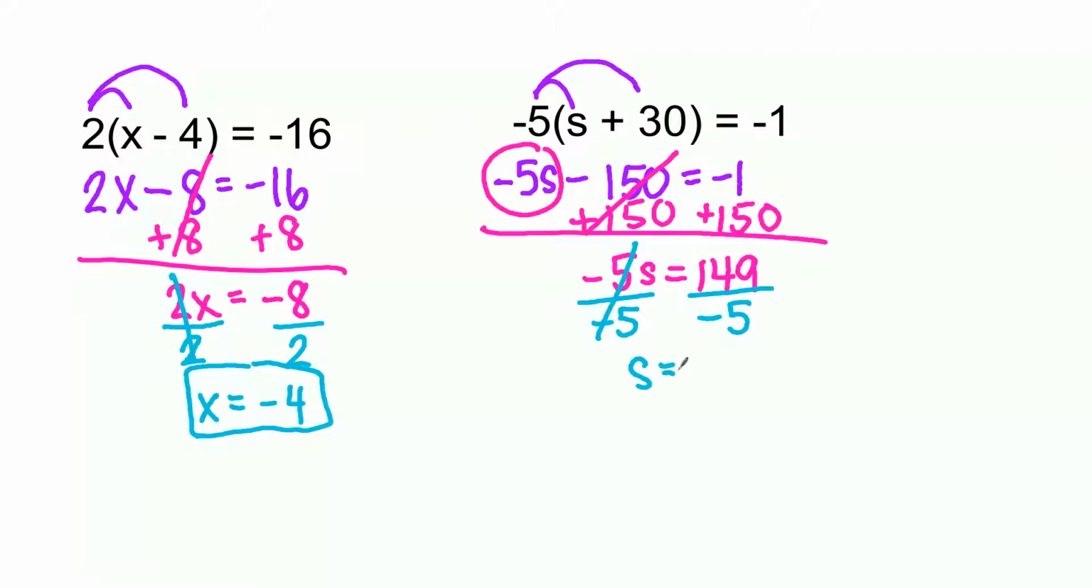And really, guys, this is why we have been asking you to write that division as a fraction bar. Because at this point, hopefully we realize 5 doesn't go into 149 evenly. But really, all you have to do is take this as your answer. So s is negative 149 over 5. We're okay with you leaving it like that. Remember that negative can go anywhere in that fraction.